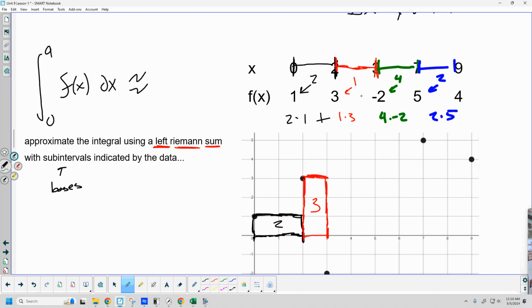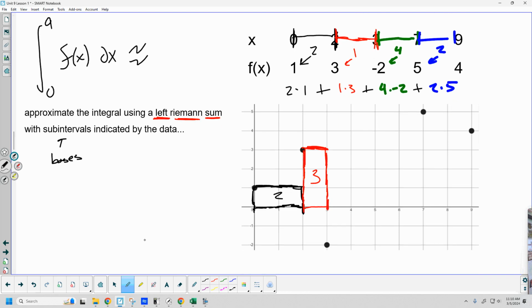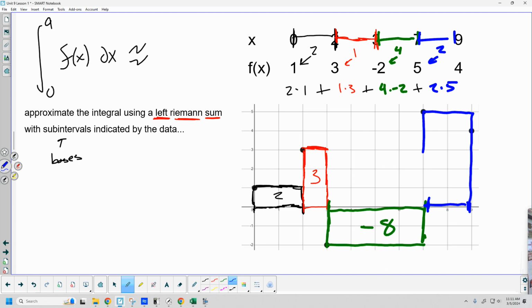I am finding the area of these triangles, Anderson. My next rectangle is going to go from 3 all the way to 7, and I'll use the y value of -2 over that base. 4 times -2 is -8. And my last rectangle will go from 7 to 9, but we'll use the y coordinate on the leftmost point of my base. We'll use the y coordinate of 5, and I get 10.